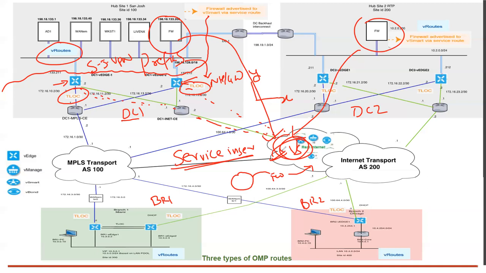So later on, you can create some sort of routing policies or control policy, and then you can play around with the traffic flow. That's the whole idea behind this.